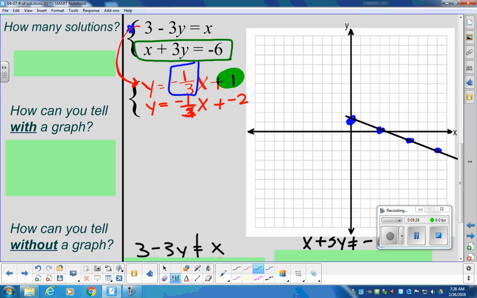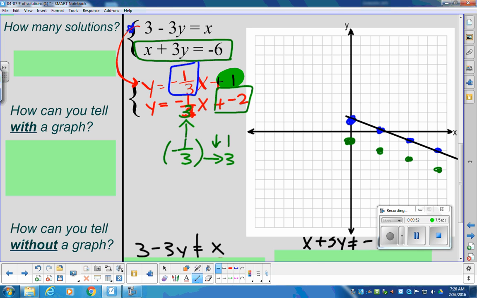The bottom line I'll do in green, so it has, this is a 3. I don't know if you can read that. My y-intercept here is -2, so -2. There's my y-intercept, and my slope is -1/3, which means down 1, right 3. So we're going to go down 1, right 1, 2, 3. Down 1, right 1, 2, 3, down 1, right 1, 2, 3. As you notice, these two lines are parallel.